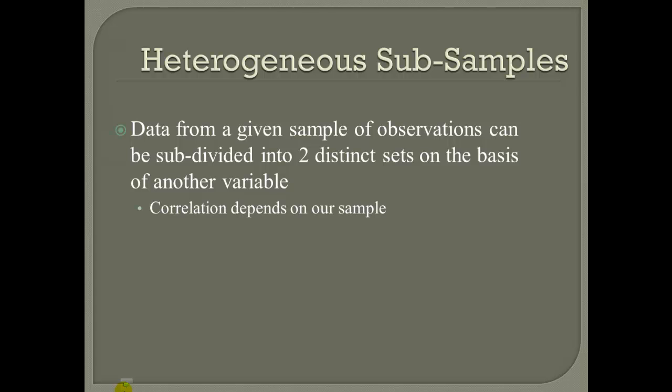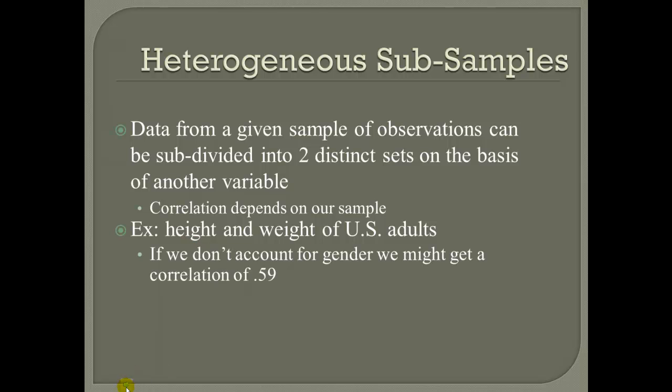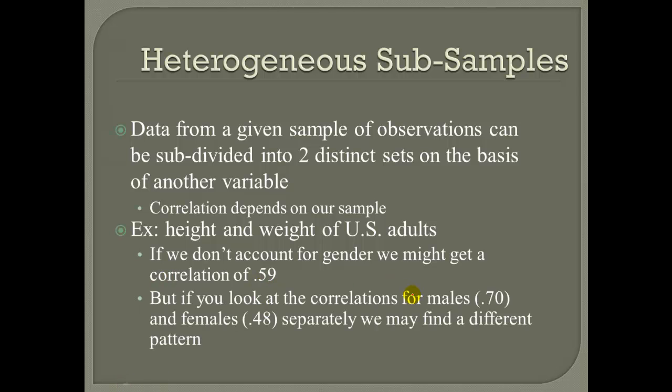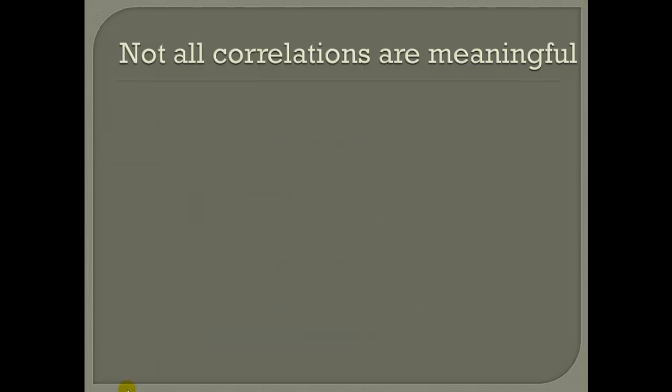Heterogeneous subsamples means that you actually end up having distinct groups within the people in your study that might respond to things differently. So for example, if you're doing height and weight of US adults, well, if you didn't account for gender, we might get a correlation of 0.59, but if we did, you might actually see a stronger correlation for males and a different correlation for females. So that's just something to take into account, but it's not that big of a deal.